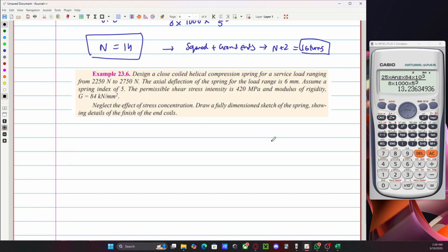So we're told to design a close coil helical compression spring with a spring load of 3250 to 2750 newtons. The axial deflection for the spring load is 6 millimeters. Assume a spring index of 5. The permissible shear stress tau is given. Neglect the effective stress concentration. So what does that mean?